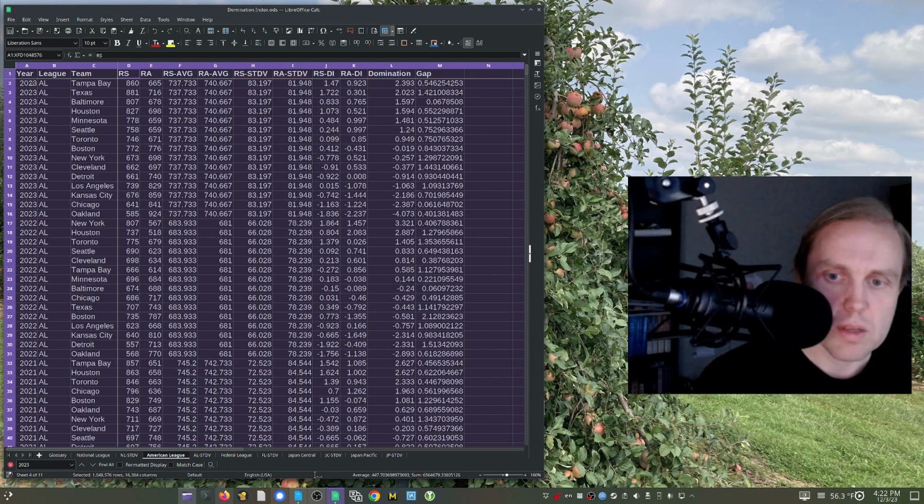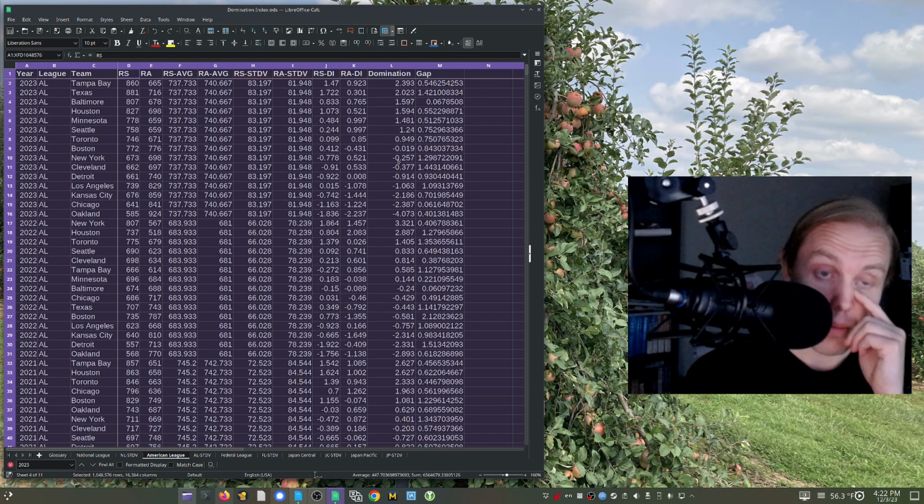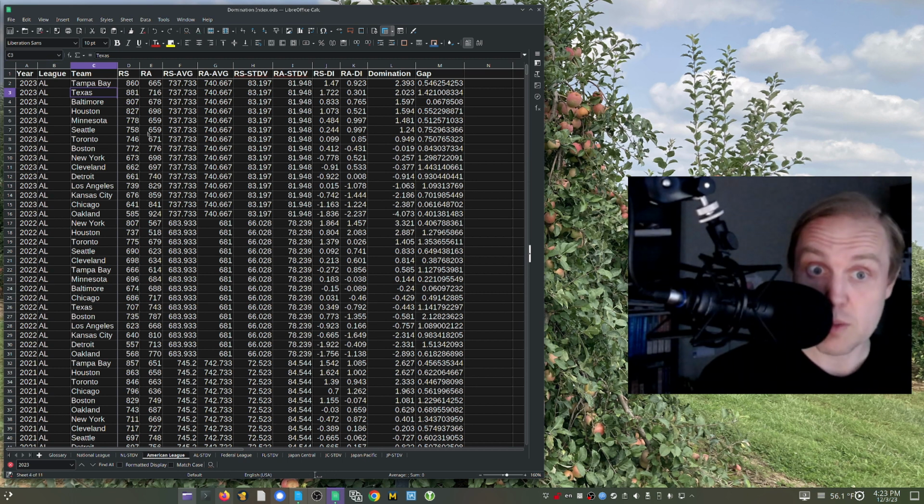And what you'll be able to see, this is actually already sorted by domination because we just sorted that before. What you'll see is that it was actually Tampa Bay who had the best domination index in the American League. That should be surprising to you, especially if you are a Tampa Bay Rays fan. 2.393 is not necessarily historically good, but this was a better Tampa Bay team than I think most people realize. And they were good because they had very good pitching. That's the thing that was going on.